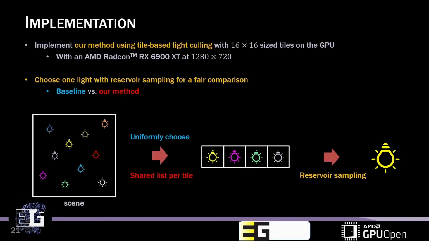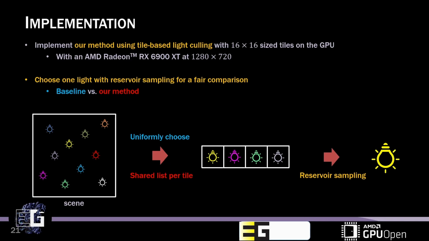Now, let's move on to the results of our method. But before showing the results, let me describe our implementation a bit. We benchmarked our method using tile-based light culling with a tile size of 16 by 16 on the GPU. All experiments in this paper were executed on an AMD Radeon RX 6900 XT GPU at 1280 by 720 screen resolution.